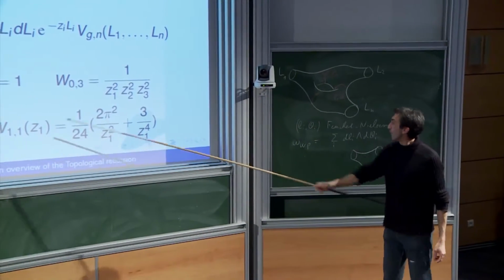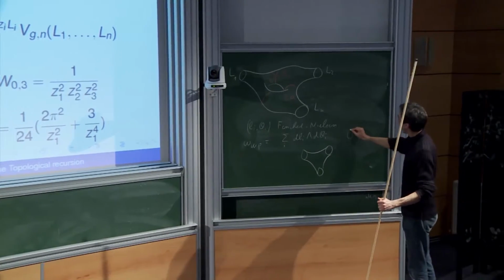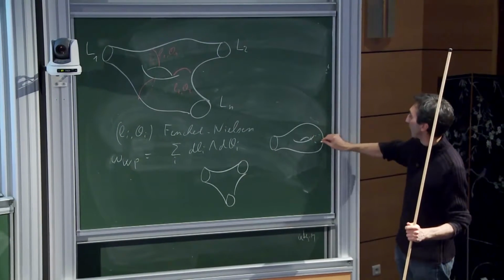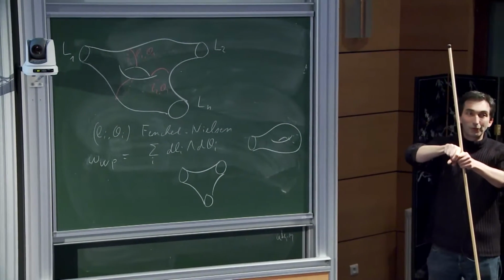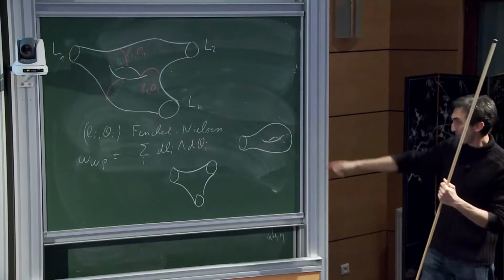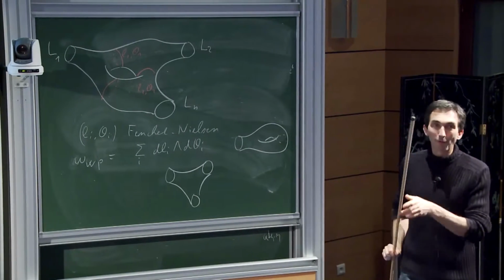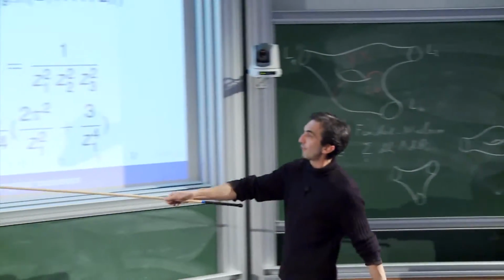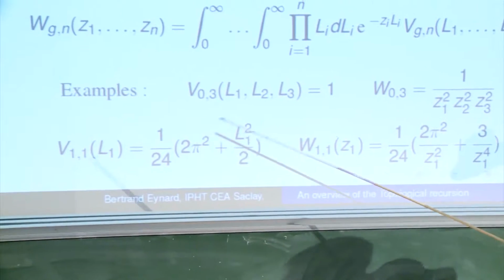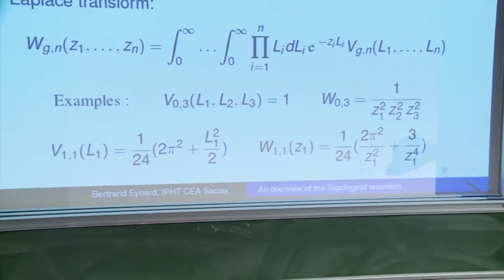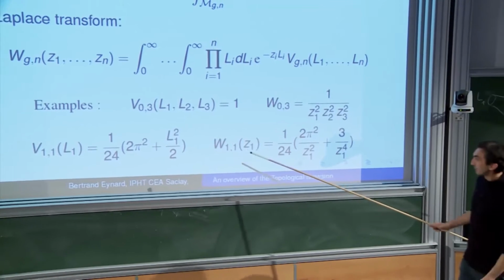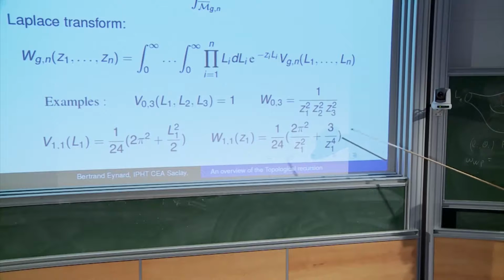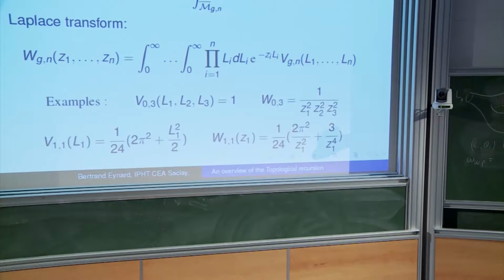For V11, it means one boundary on genus 1, where you can cut it into one pair of pants which you glue back together. But there is not a unique way to do that. It's a little bit more subtle how to compute the volume. But the result is that one. It's a polynomial in L1, which was not obvious from the definition, a polynomial of degree 2. You compute the Laplace transform. It's this very simple rational fraction of z1. Okay, it's a trivial computation.